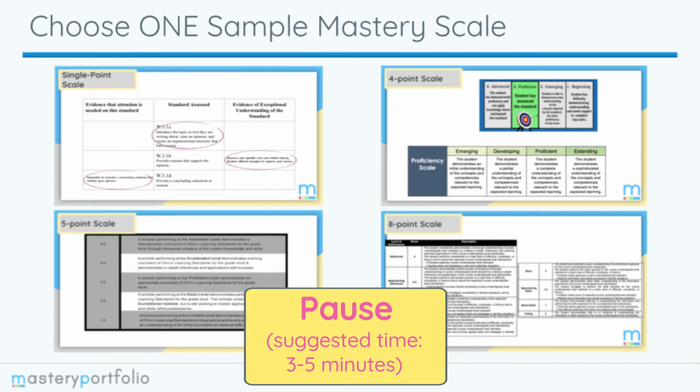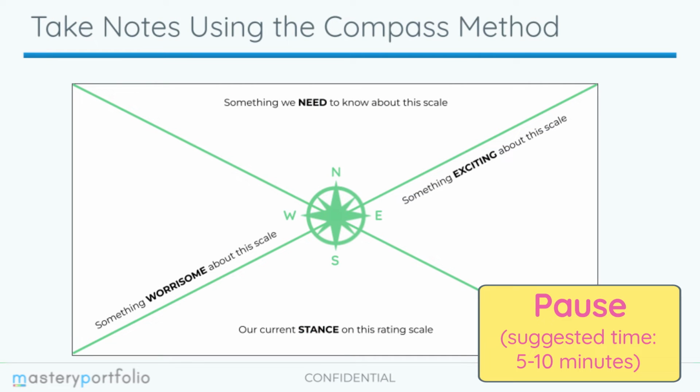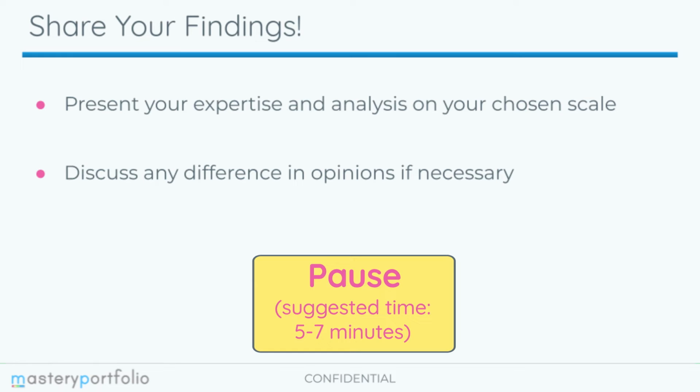Pause and take a few minutes to decide on your individual or small group chosen sample scale. Once everyone has made their decision, pause to read and take notes on the scale using the compass method. Monitor participants and move on when they are ready. Now it's time to share your findings. Pause and present your expertise and analysis on the chosen scale with the rest of the group. Discuss any differences in opinion, if there happens to be any.